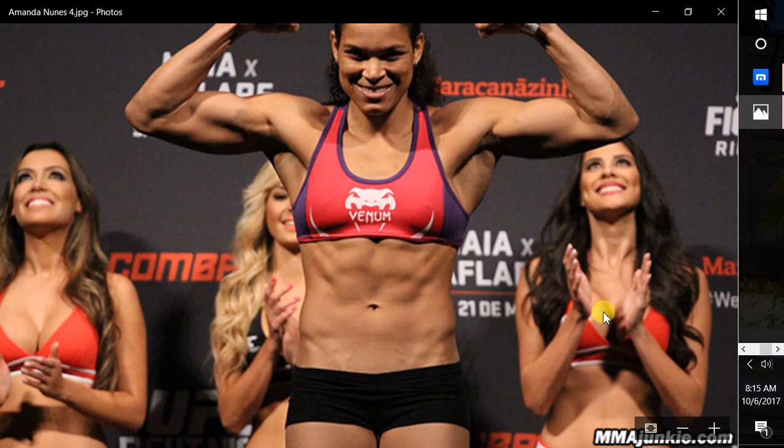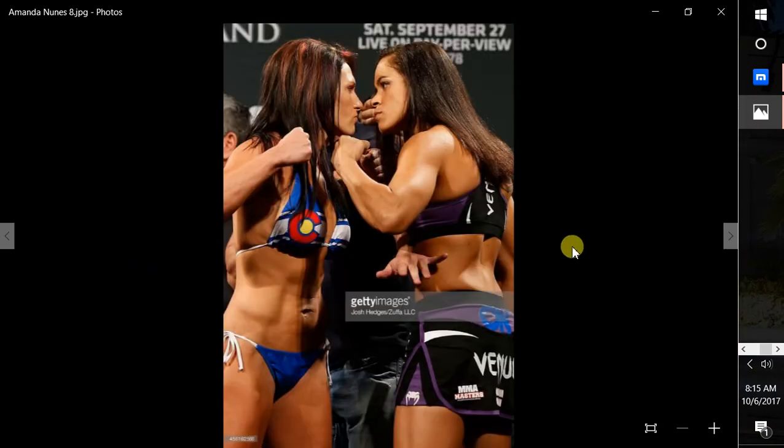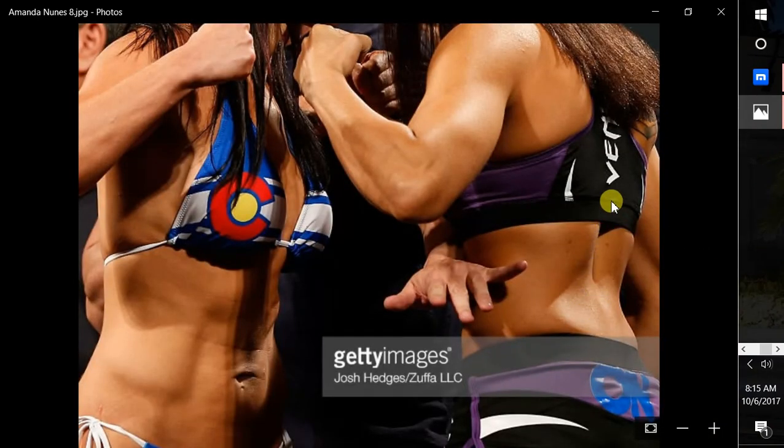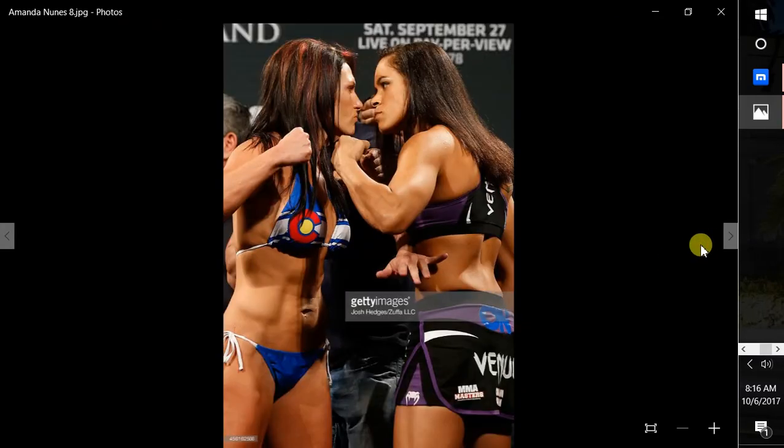All right? All right, so let's move further. And here's Amanda Nunes again. As you can see, clear as night and day. She has an arch in her back. The pelvis is still tilted forward. That makes a woman look like her butt is always sticking out because the pelvis is tilted forward.